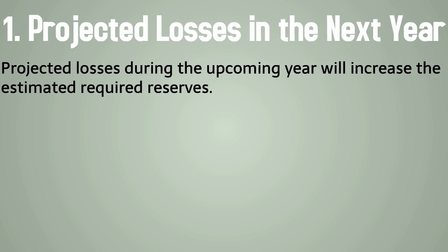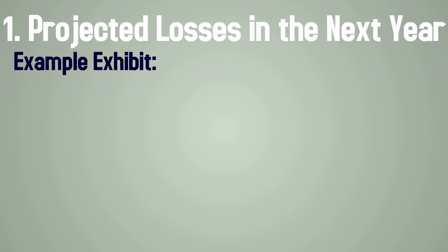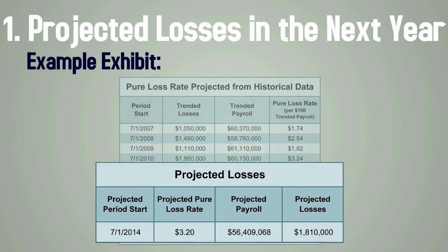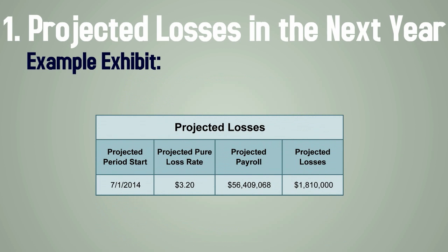So we want to look at the loss projection that's been provided to us by the actuaries and see what that number is. First, we see the table where the actuaries computed the pure loss rate for the historical data, and they've selected a pure loss rate of $3.20 for purposes of projecting the losses for the coming year. Then here we see where the projected payroll for the coming policy period is $56,409,068. Now that projected payroll amount times the projected pure loss rate of $3.20 gives us our projected losses of $1,810,000.